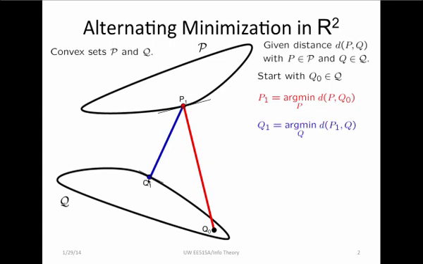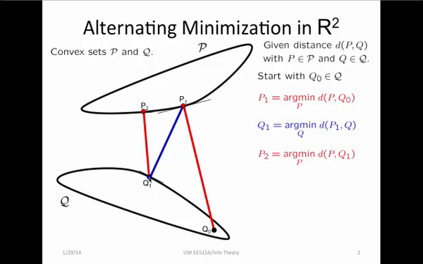And let's call this guy Q1. So here's the result of this minimization. P1 is fixed and we're optimizing over Q to give us Q1. Again, it's on the boundary of Q, and there's an orthogonal at that point, which is orthogonal to the vector between P1 and Q1.